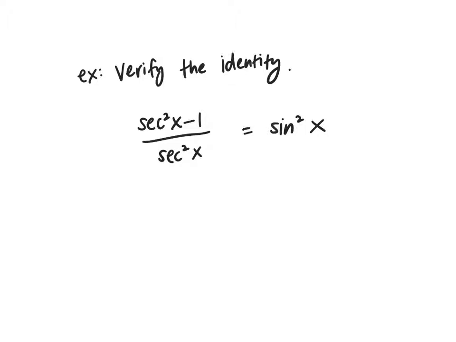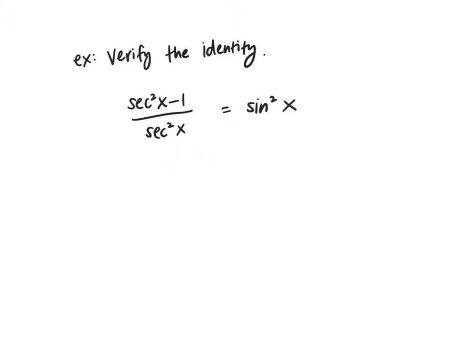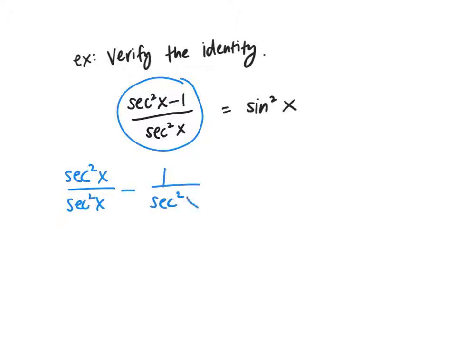Okay, here's an example. Verify the identity, meaning prove that this is indeed true, that the left-hand side is equal to the right-hand side. So we did this back in chapter 4, and then we did some in 5.1 when we were simplifying expressions. So it's kind of a similar thing here. I'm going to work on the left-hand side because it looks like there's a lot more that I can do there. One way is to separate this into two separate fractions. If I separate, I get secant squared x over secant squared x minus 1 over secant squared x. Again, I'm just working on the left-hand side right now.